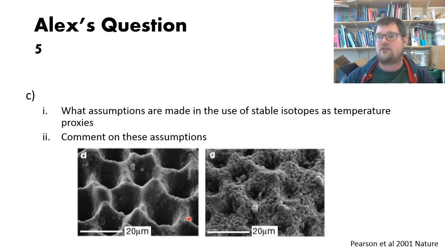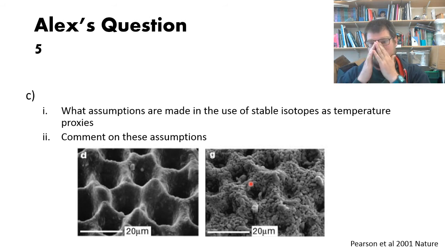Another assumption that's quite often made in paleoceanography is that the carbonate, the shell that we collect, is the same carbonate that initially formed when the shell first formed. And quite often that's not the case. This is a close-up of the surface of a fossil foraminifera, and you can see that there's been quite a lot of recrystallization of this calcite.